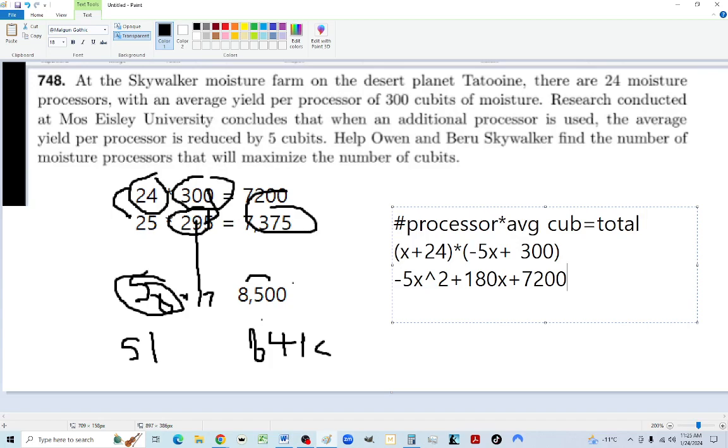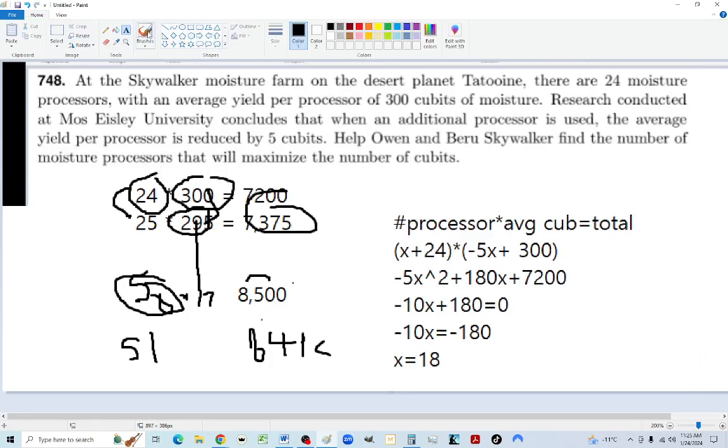Number of processors was probably not x. It's probably like 24 plus x. So anyway, we're at there. We take the derivative. Set to 0. X is 18, but we've got to go back to the number of processors and realize in our formula, it's 24 plus X for the number of processors. So when we take that, 24 plus X, which is 18, we get 42 processors.